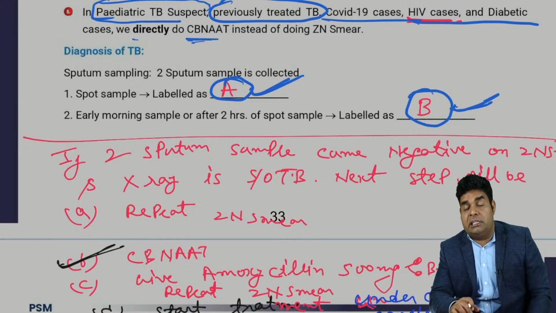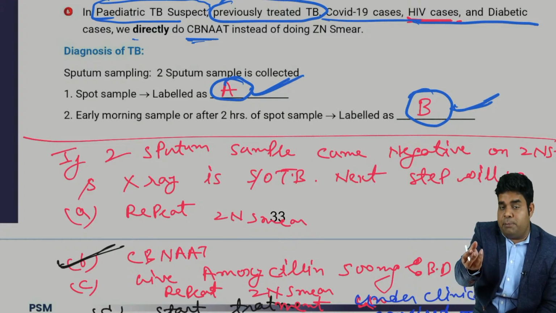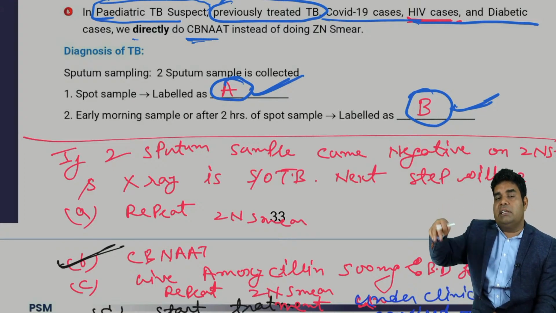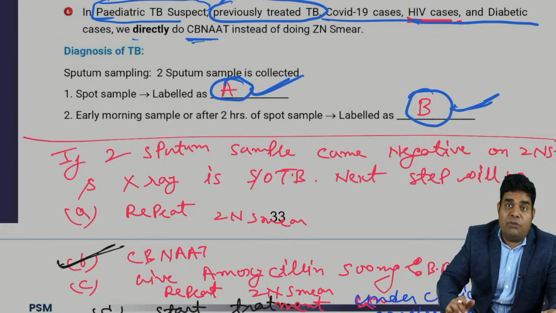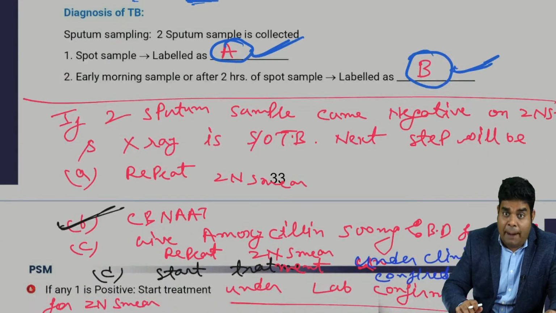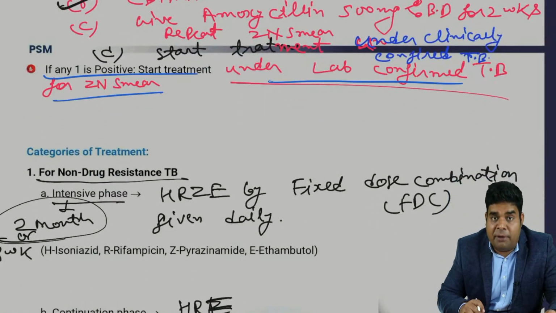Early morning, as soon as the patient comes, we ask them to spit and give a spot sample, that is capital A. Then we ask them to bring the fresh early morning sample of the next day, that will be capital B. And if anyone is positive, we start treatment under lab confirmed TB.